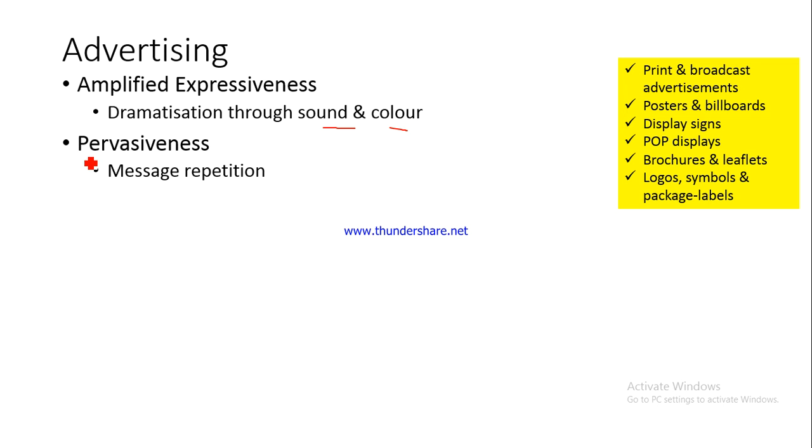Then pervasiveness is another attribute of advertising. Pervasive means when you advertise on popular media, for example, when you advertise on newspaper, or let's say when you advertise on television, it gets to be seen in so many different parts of the market, in so many different regions of the market, in so many different states, in so many different places. Now this is what we mean by pervasiveness.